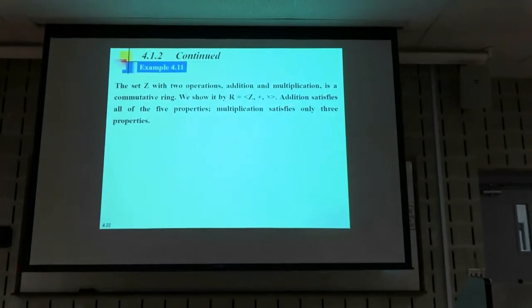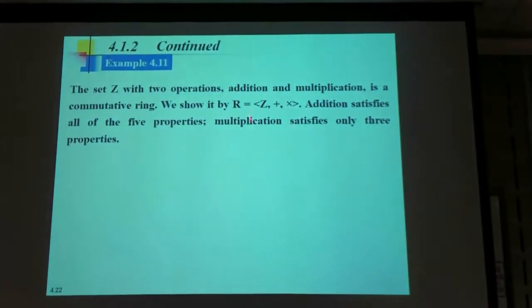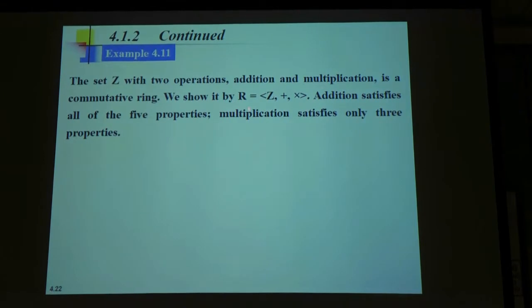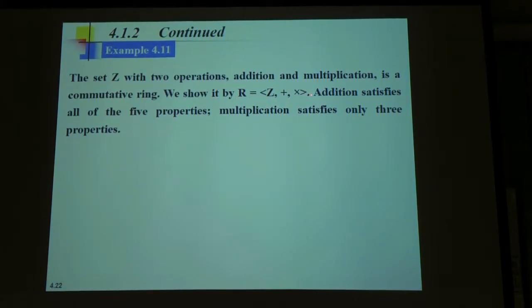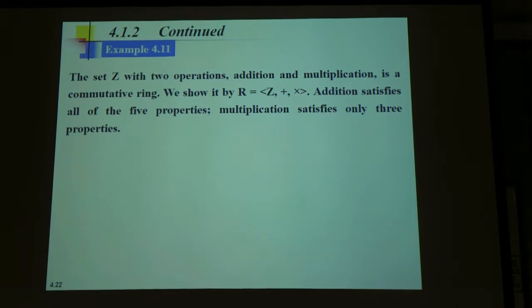So this has to be commutative, and this has to be commutative. The operations are the dark circle and the white square. So the set Z with two operations, addition and multiplication, is a commutative ring. We showed that R, which is a ring, for Z with plus and times. The first operation is addition, then multiplication, and this satisfies all of the 5 properties. You could try it out yourself. You'll see it will satisfy the whole process.